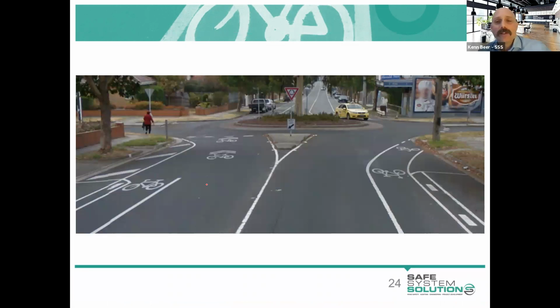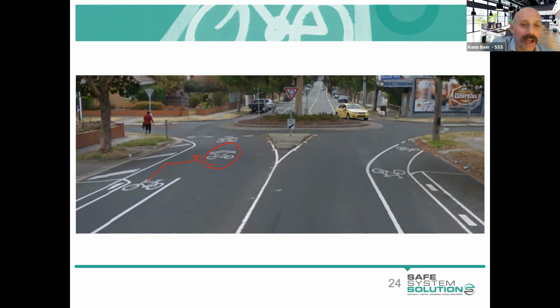So I suppose the next evolution, and this still exists as an optional way of treating these, especially these low speed, lower volume streets, is to use these symbols and try to encourage the cyclist to claim the lane.